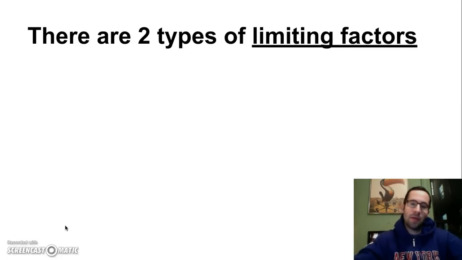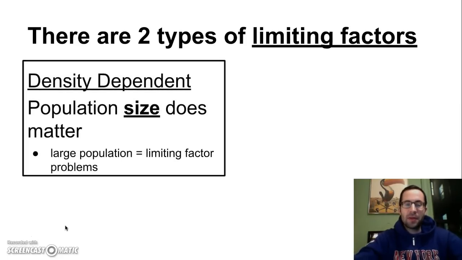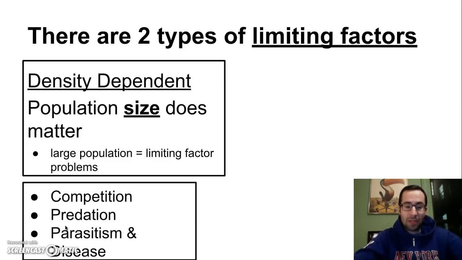Now there's two types of limiting factors that we need to be familiar with. The first type is called density-dependent limiting factors, and in this case, the size of a population does matter. When there are large populations, like you saw in that fishbowl, we get into trouble because limiting factors start to cause problems. Things start running out. As a large population gets larger, there's increased competition, more predation, and you might be more susceptible to diseases and parasites. So that's density-dependent limiting factors.